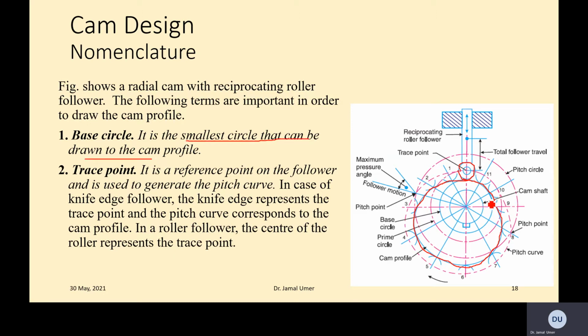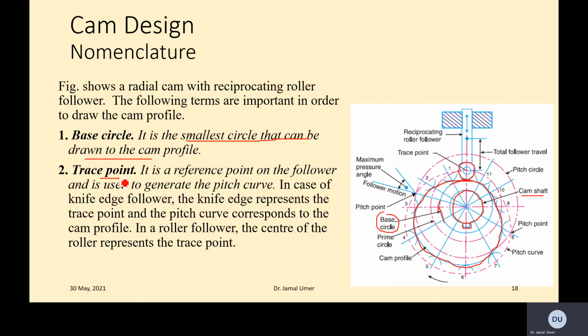Here is the cam shaft. This has the key. We use keys for the shaft so that we have rigid fixation. That's the cam shaft, and then this is the circle. You see this circle touching the follower at this position, the minimum position. So this is the minimum circle you can draw for a cam, which is called the base circle.